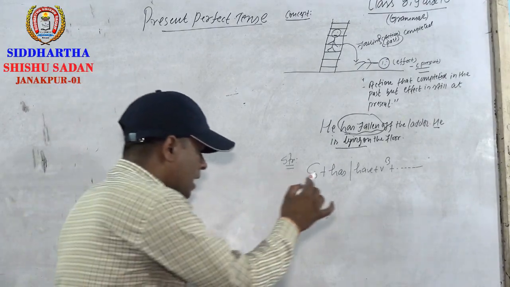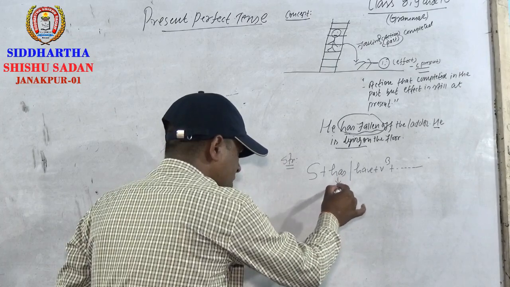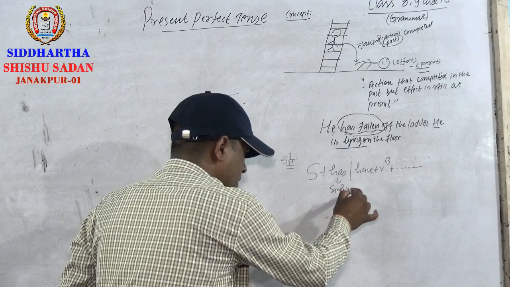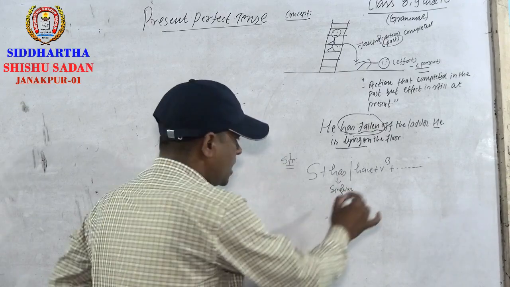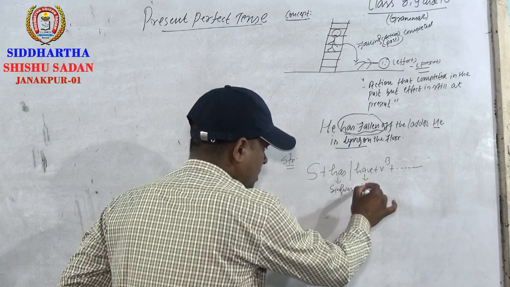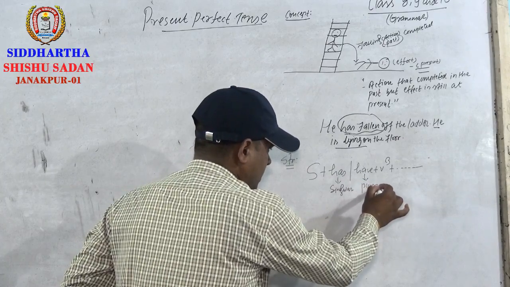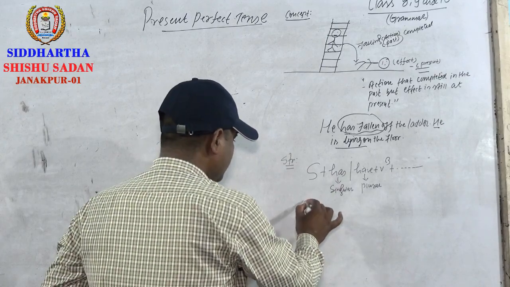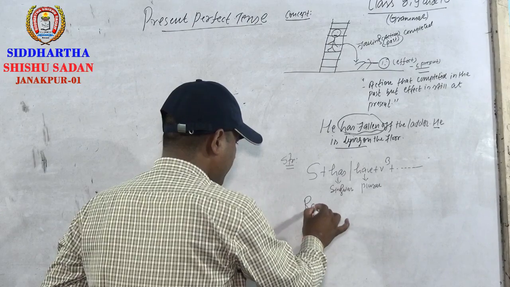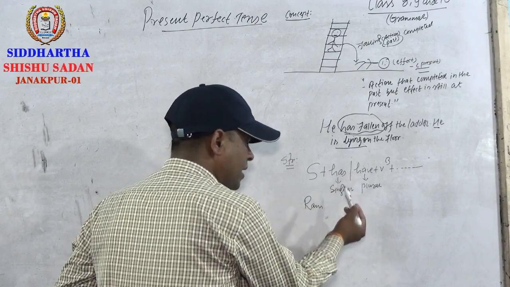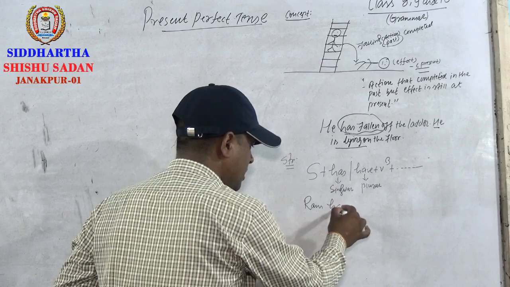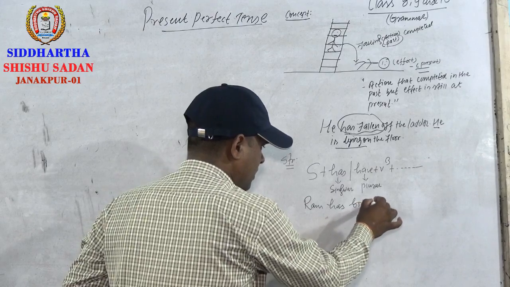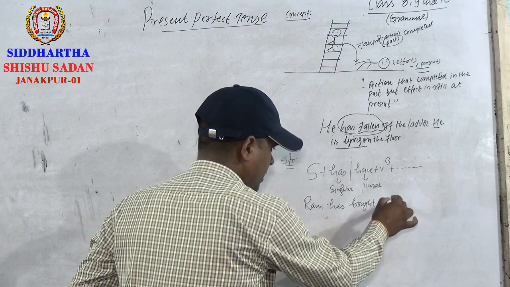Remember, has is used with a singular subject, whereas have is used with a plural subject. Like Ram. With Ram, what? Has or have? Has. Ram is singular. Ram has bought a car.